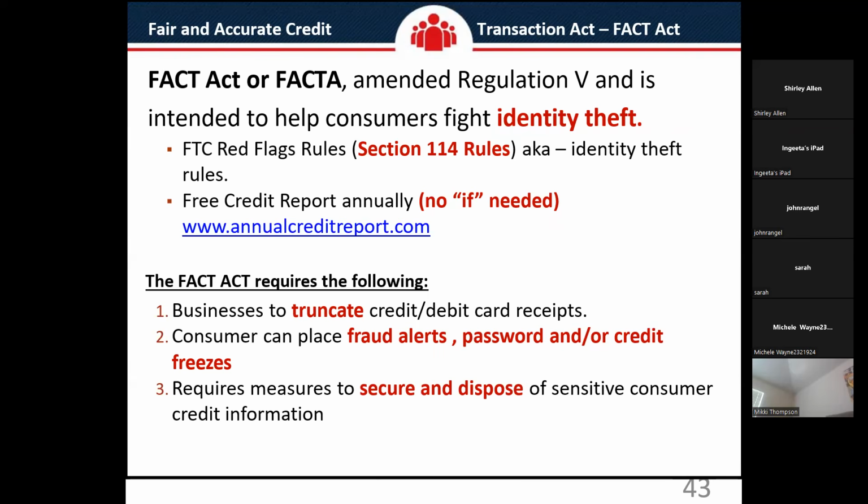Businesses have to truncate your credit and debit card receipts. They cannot print more than 5 digits on those. Consumers are allowed to place fraud alerts, passwords, and credit freezes on their credit reports. And they are required to use certain ways and means to secure and dispose of sensitive consumer information. FCRA requires that you burn or shred that type of information.